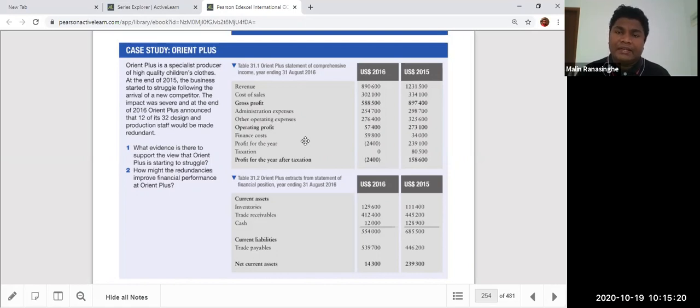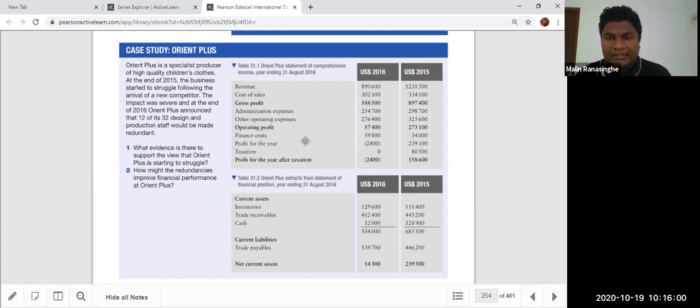So you can see, by looking at the financial statement, what evidence is there. Question number one asks what evidence there is to support the view that Orient Plus is starting to struggle. Looking at table 31.1, you can see 2015 and 16. In 2015, they had US dollar 1.2 million, odd, in revenue. But in 2016, look at it, it has gone down by around 400,000. So currently they're selling 890,000.